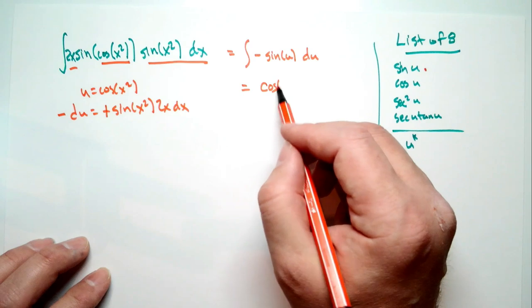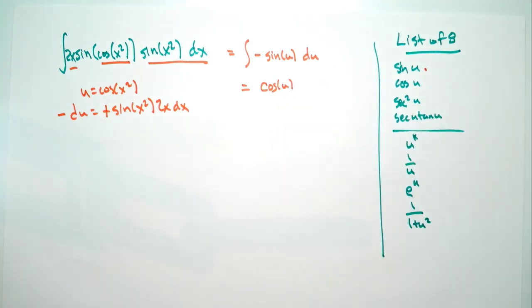It'll turn out to be positive cosine. Because sine and cosine are kind of weird in that when you take a derivative, a sine comes in with one of them but not the other, and for integration, it's vice versa. So be careful. When in doubt, you can always go backwards.